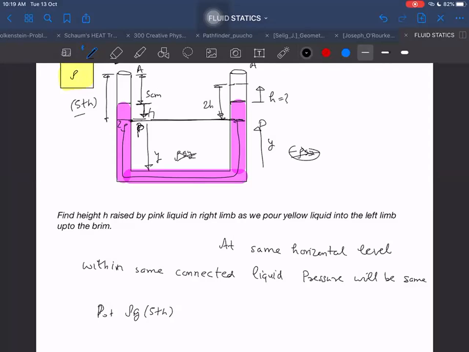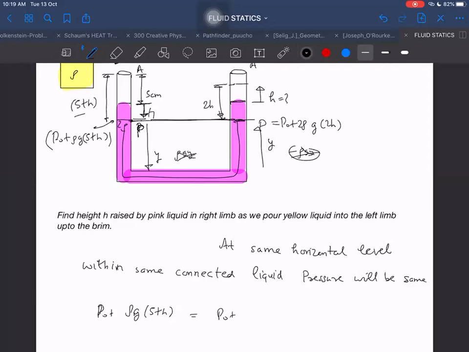Then we are writing P naught plus C. Here I am writing in this place: P naught plus rho into g into (5 plus h). After that the liquid lowers down by height h. And on the right side, 2 rho into g into 2h. We get h equal to 5/3.